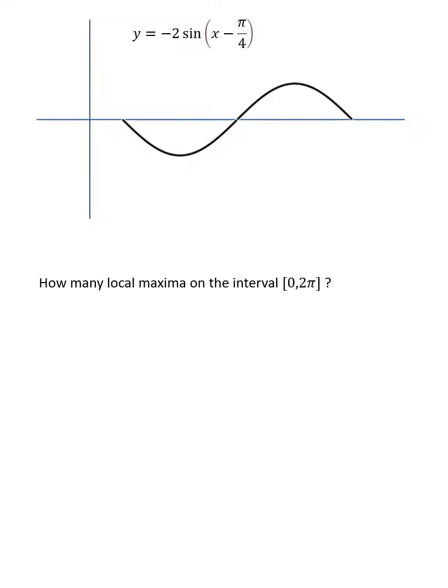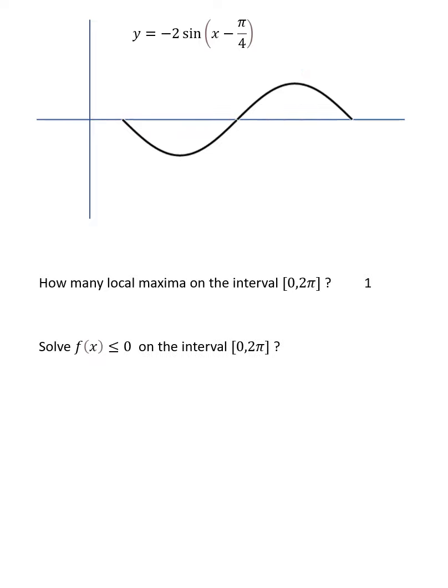The first question is, how many local maxima are on this interval? Well, recall that the period of the sine function is 2 pi. Therefore, this distance is 2 pi. And therefore, the interval from 0 to 2 pi is here. And you'll notice there is one local maximum on that interval. So that's the answer to the first part of this question.